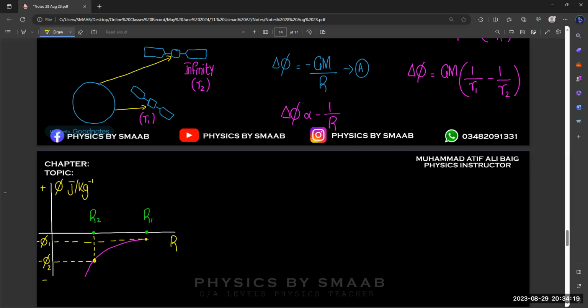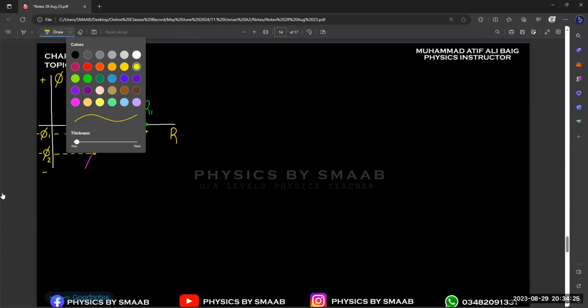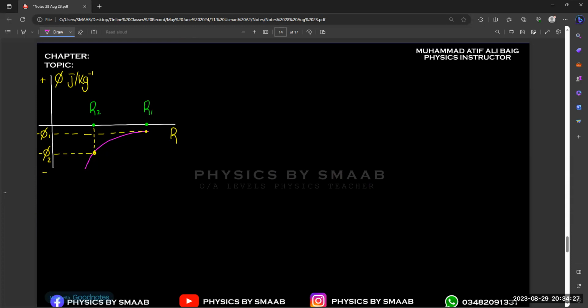So this is the concept. And this graph only shows you the reference for a single planet, right?